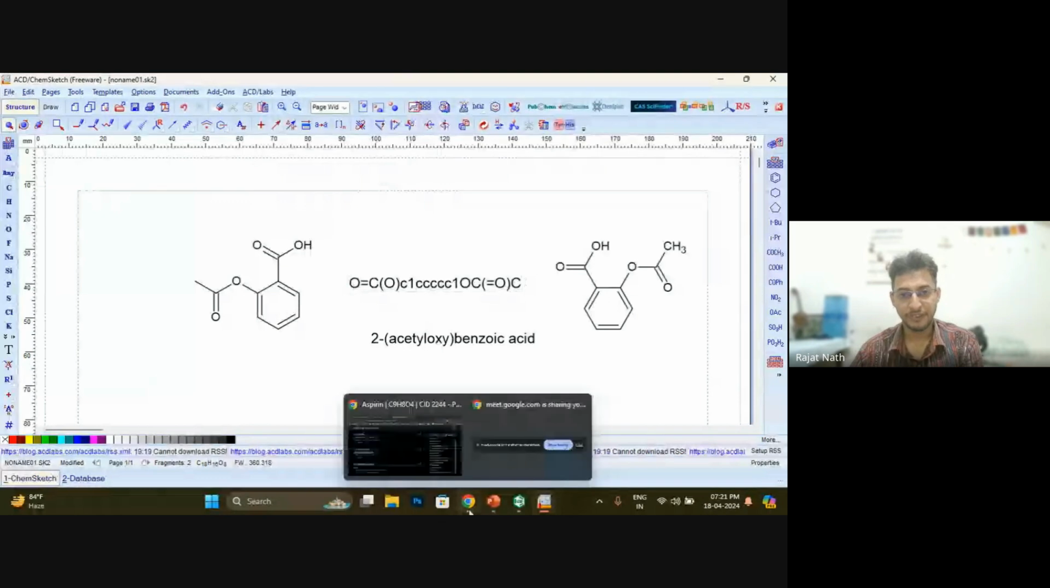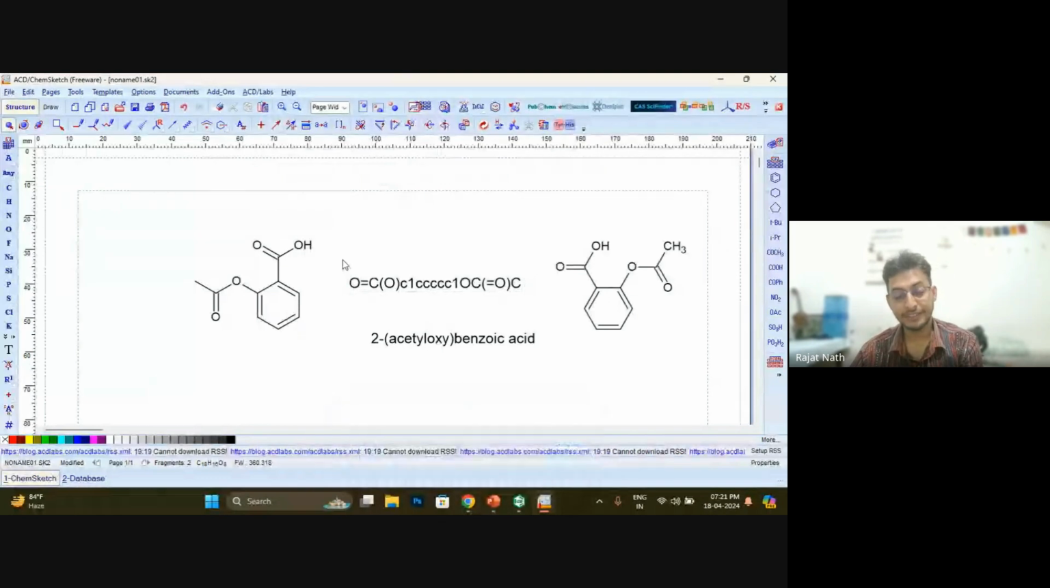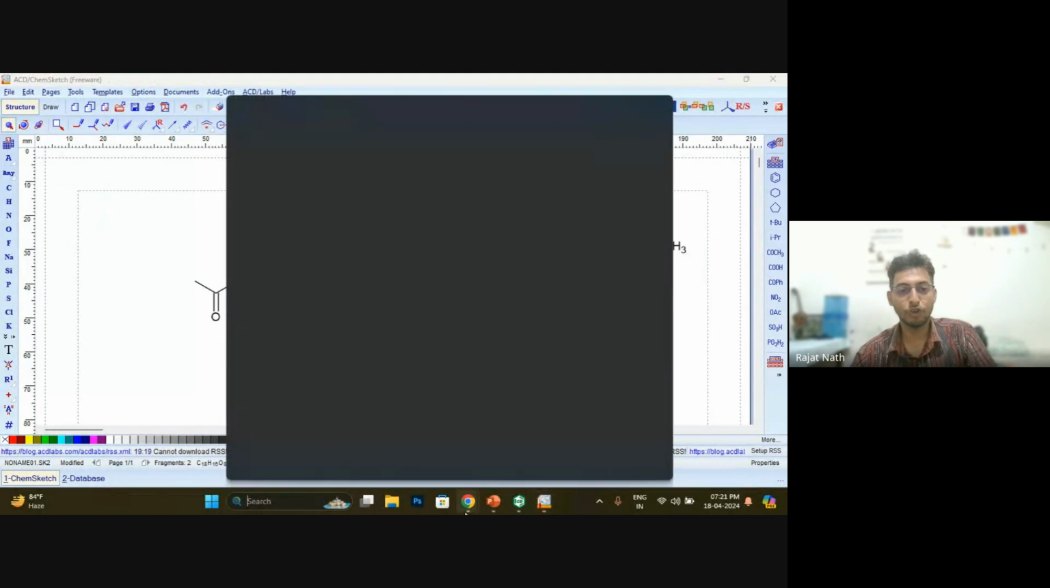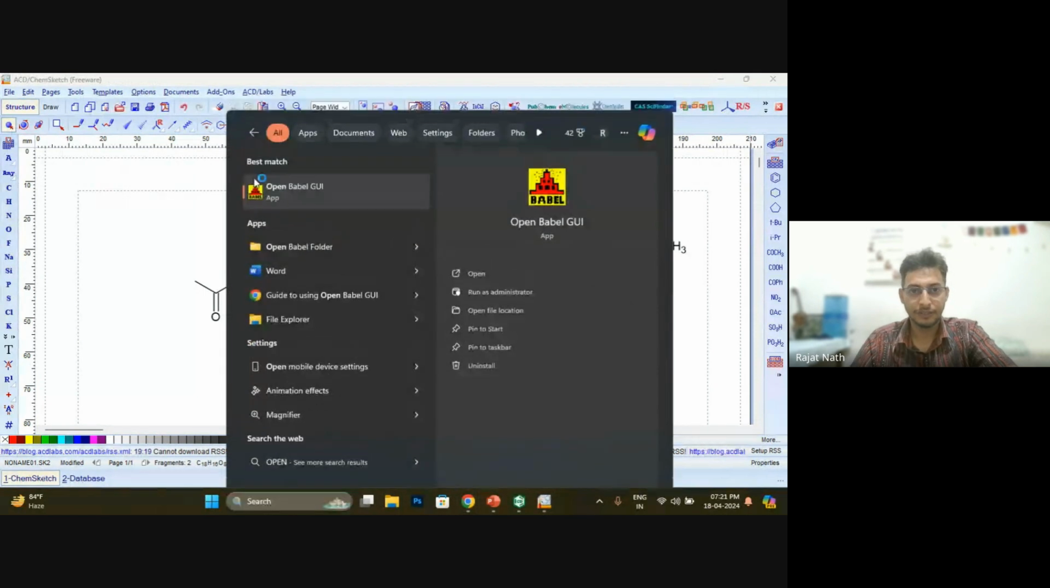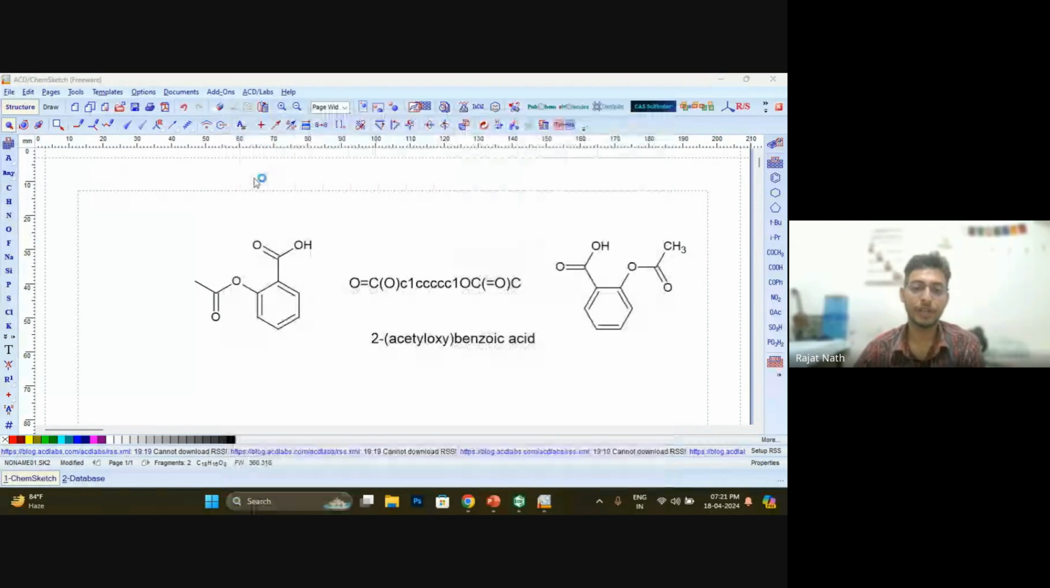Now, this is the structure. This is the SMILES format. But if we need PDB, what can we do? For this, there is another software known as OpenBabel. OpenBabel you can download easily. It is freely available. So just download and install in your computer.